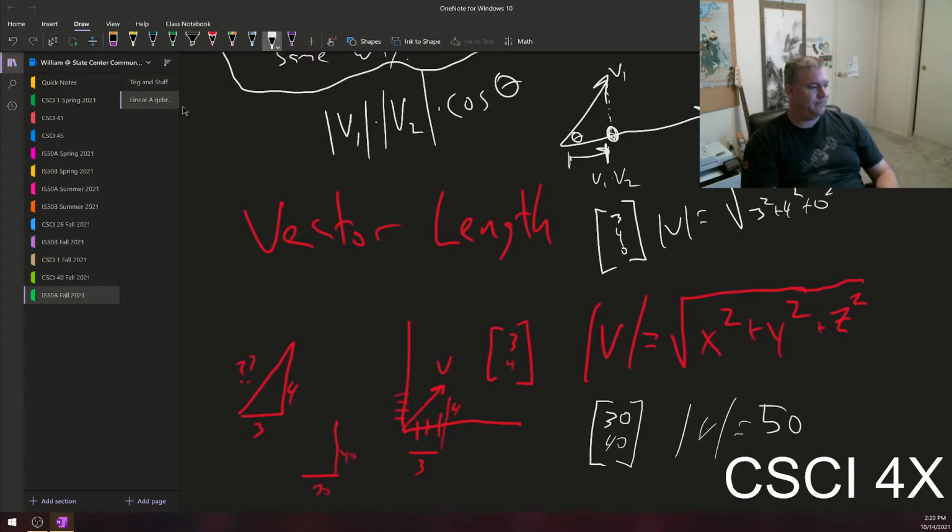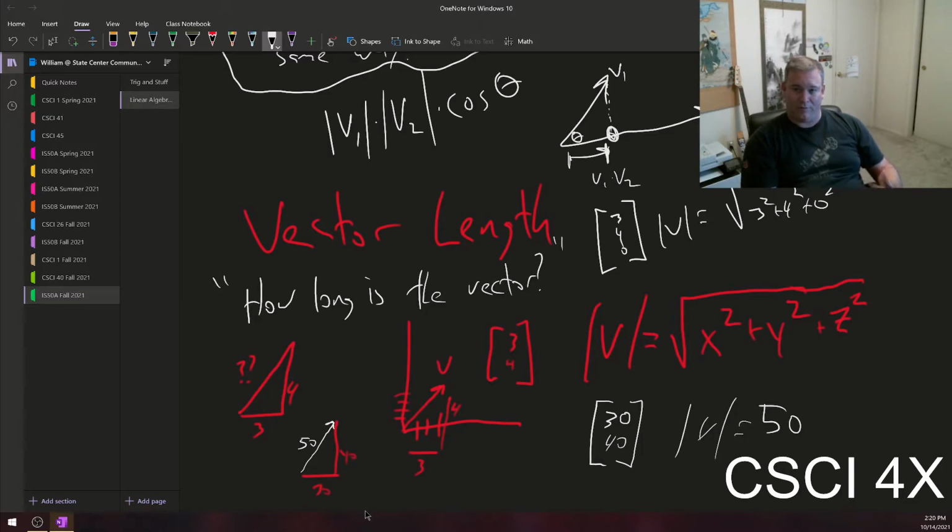Okay. So this is a triangle whose leg is 30, whose leg is 40, and we're trying to get the length of this vector here. And the length is 50. So this is vector length. How long is a vector? How long is the vector?